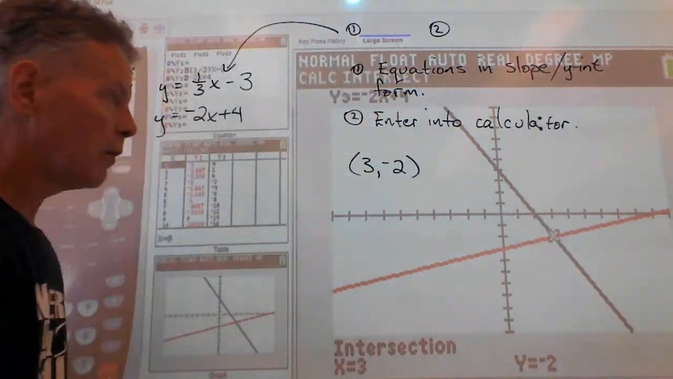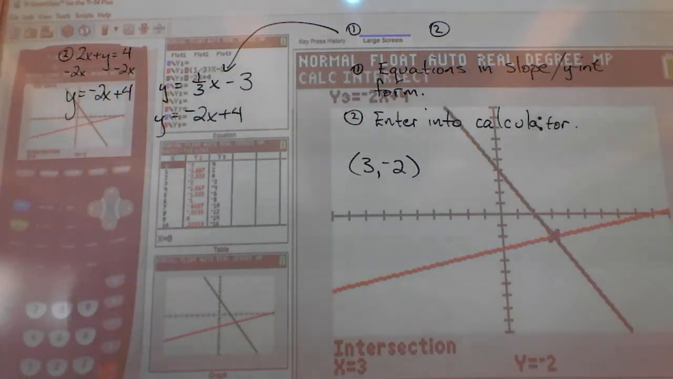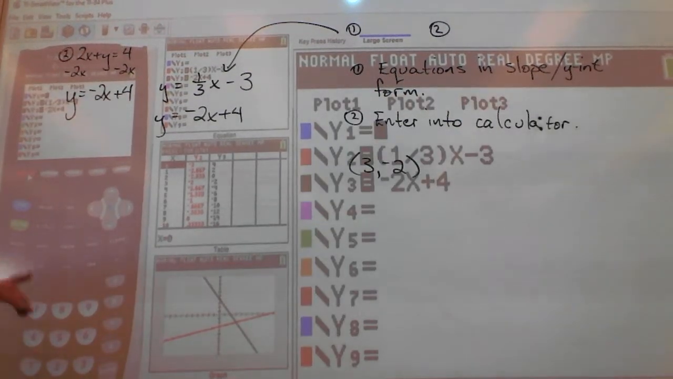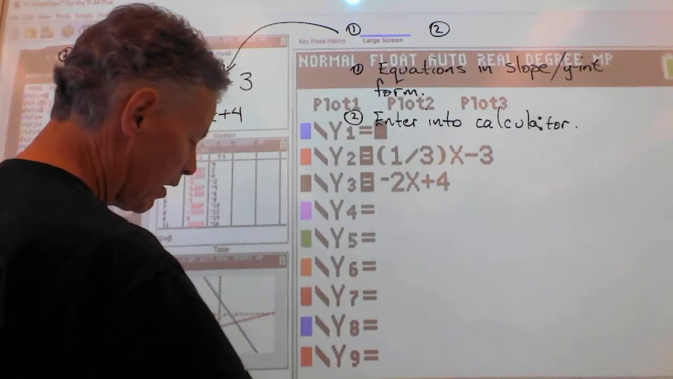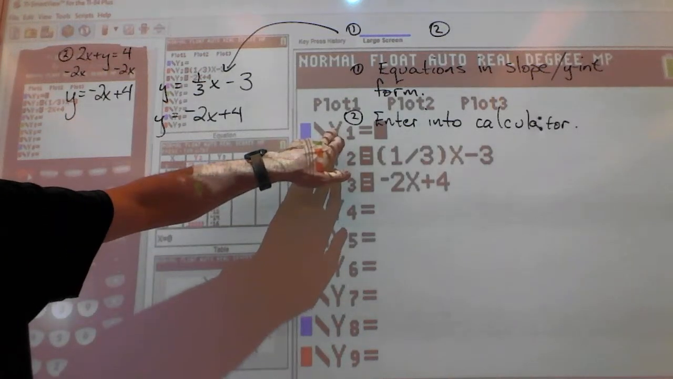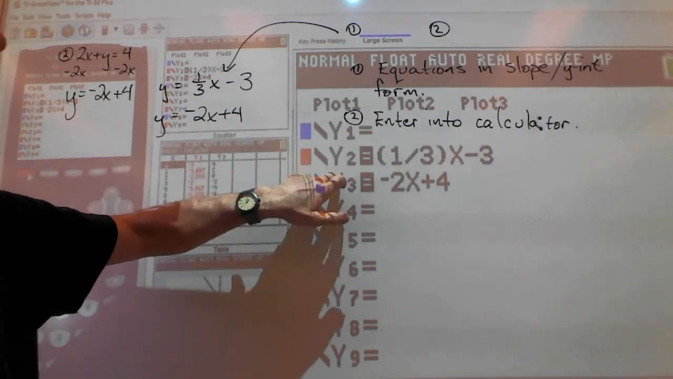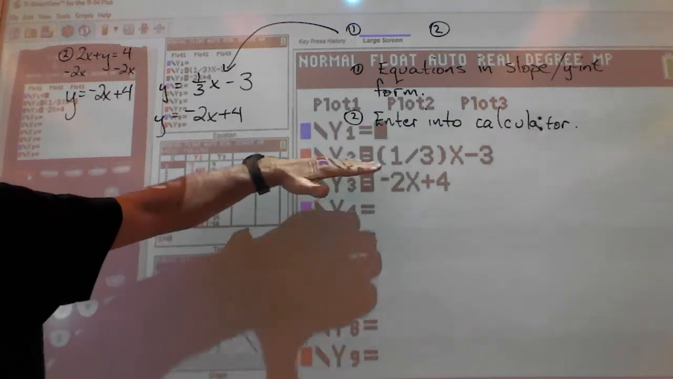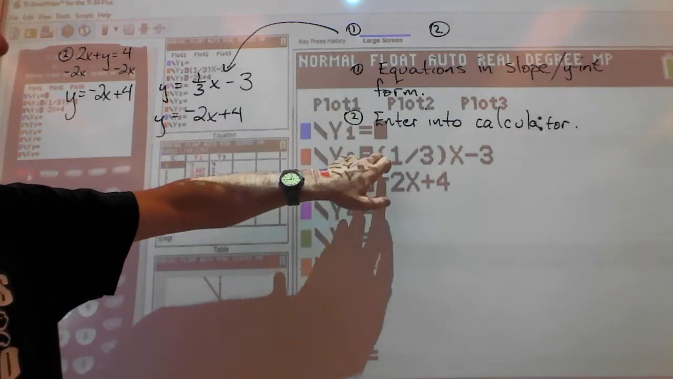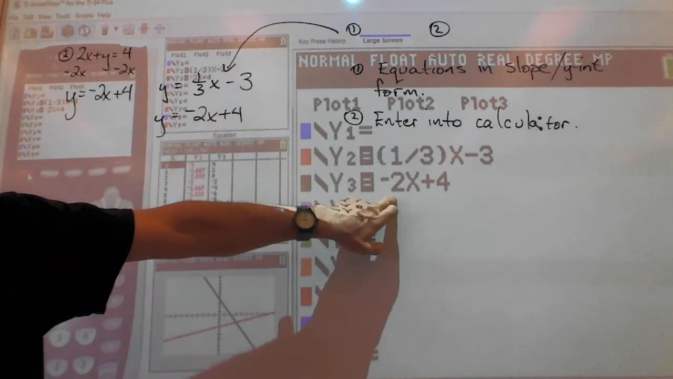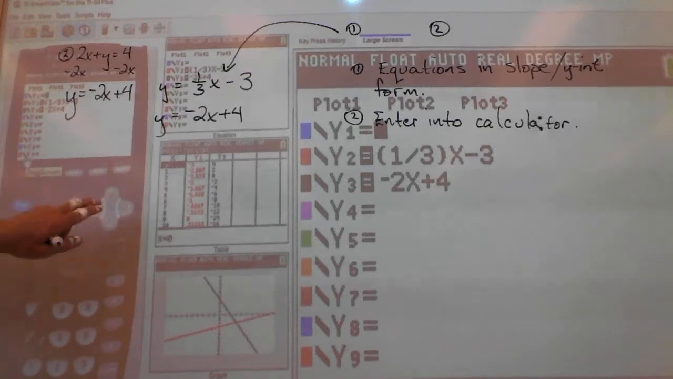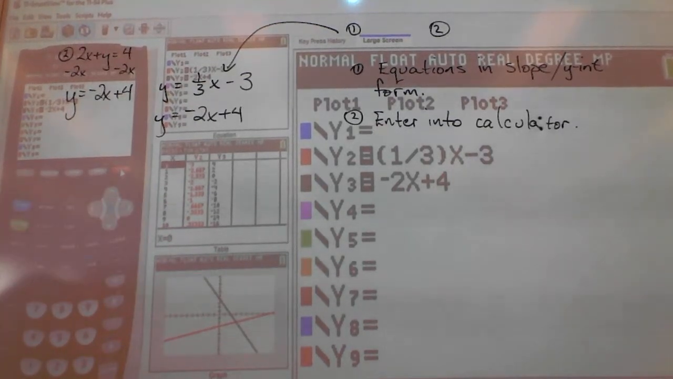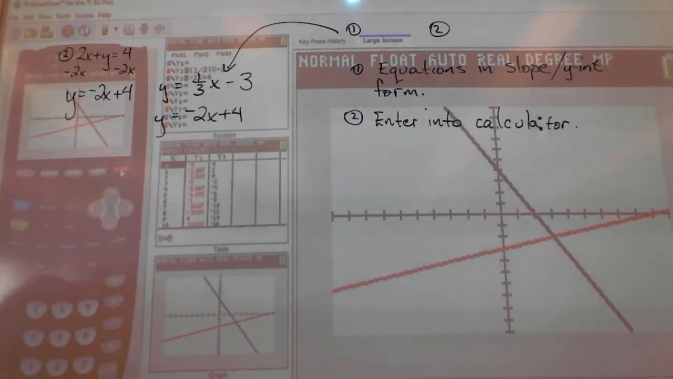Okay? So to repeat, what we want to do is press the y equals button and enter our equations into the calculator. You don't have to put them in as 1 and 2. You can put them in as 2 and 3, doesn't matter. Okay? So our first equation, 1/3 x minus 3. Our second equation, -2x plus 4. Once they're entered, we press the graph button, which is in the upper right-hand corner, to give us our graph.